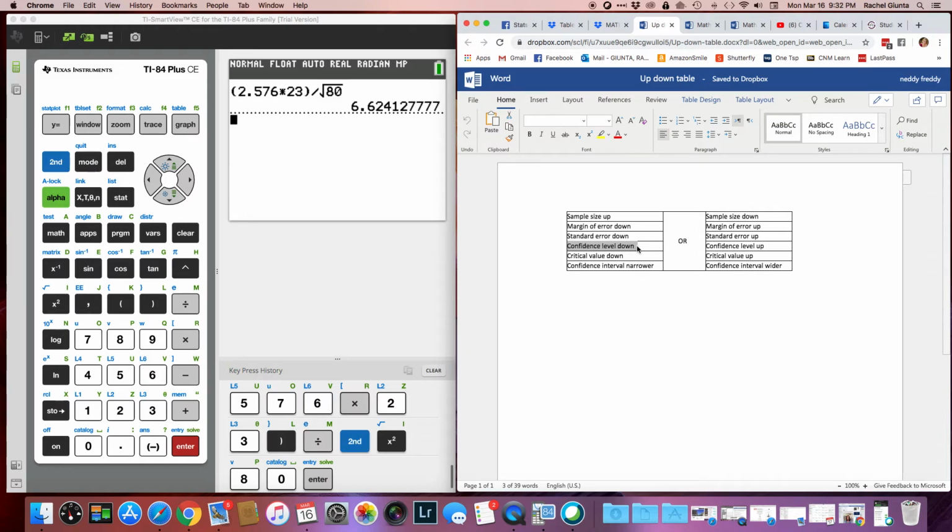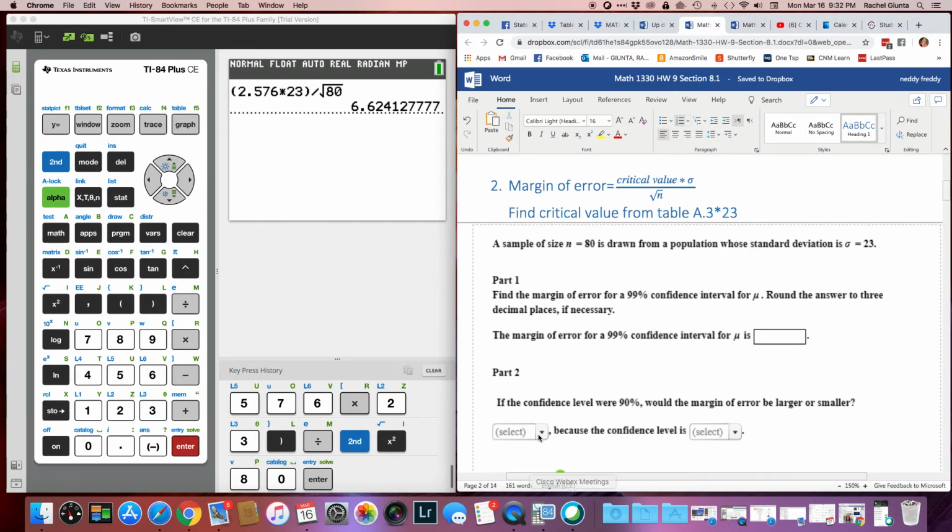So we say confidence levels down. That means margin of error goes down. So the pull down here will have smaller. You'd say the margin of error is smaller because the confidence level is smaller. And we'll have a lot more like that. So every time we encounter one of those, I'll show you how it works to use that table.